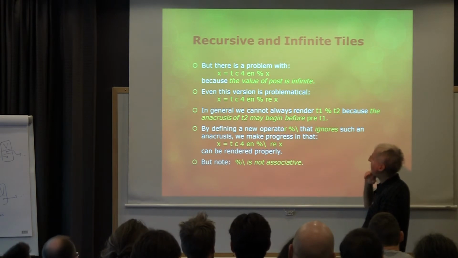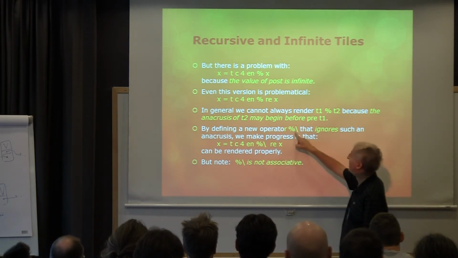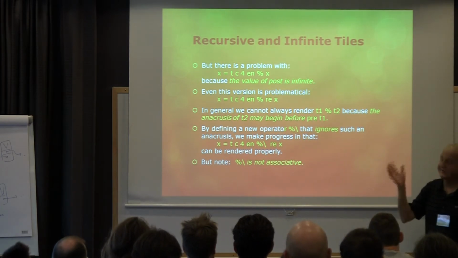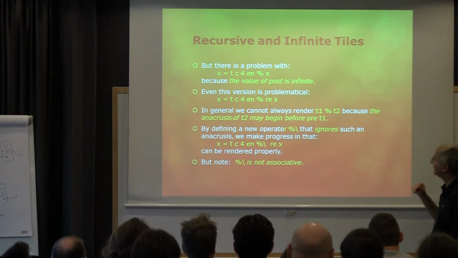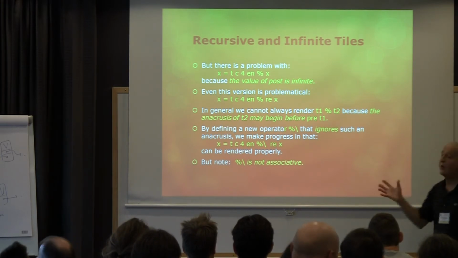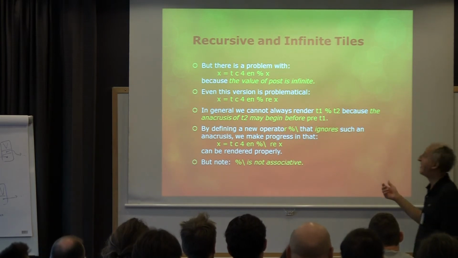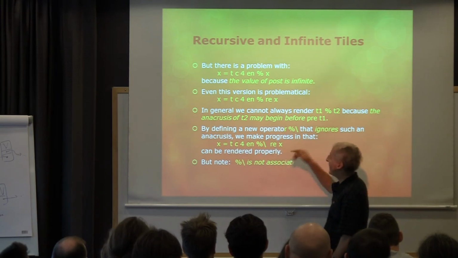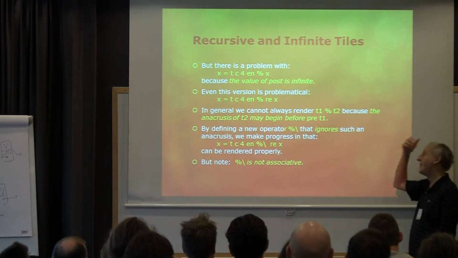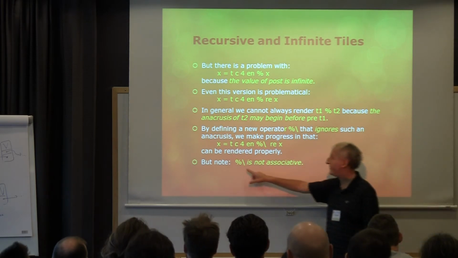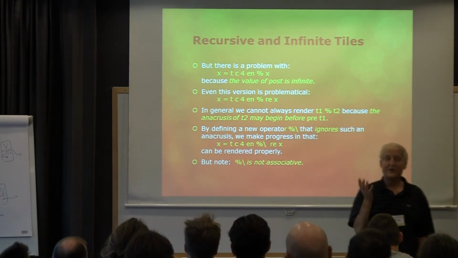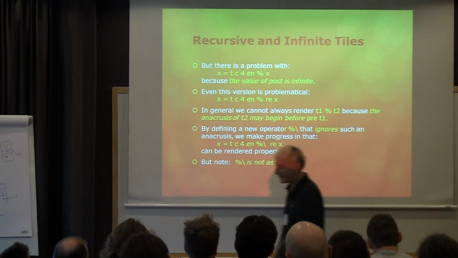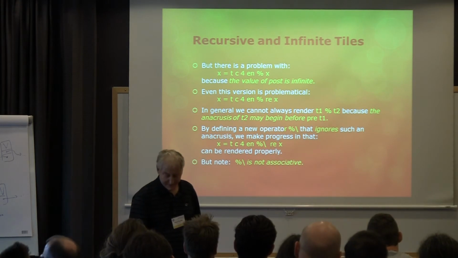So what we've done in the paper, and I'm not going to get into details, is introduce a new operator called %/. I don't know how you pronounce it, but that's what it is. It ignores the anacrusis in the second argument. And then we can make some progress, in that this example can in fact be rendered properly. But now this operator is not even associative, and we lose these nice algebraic properties. So it's perhaps a nice solution in practice, but not quite sufficient.